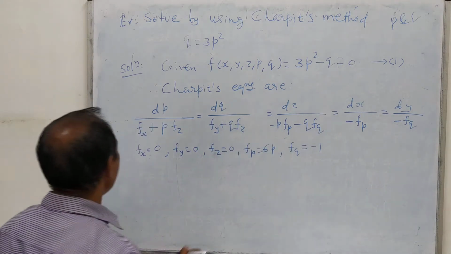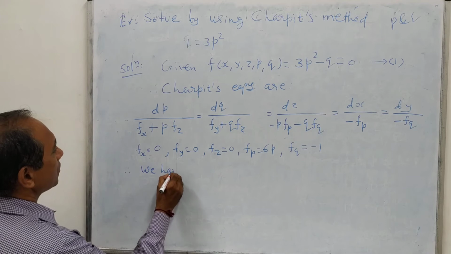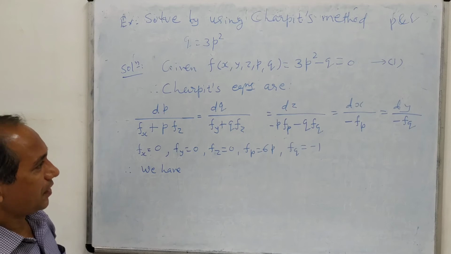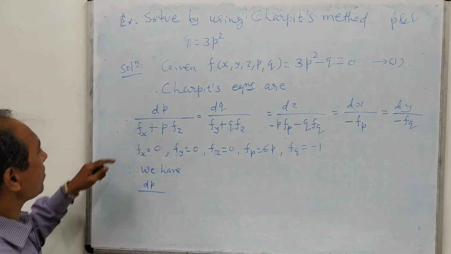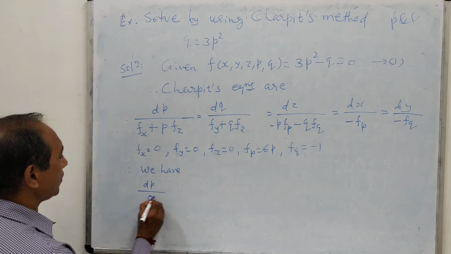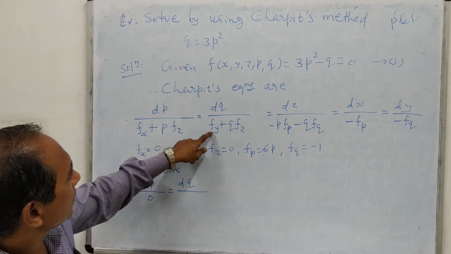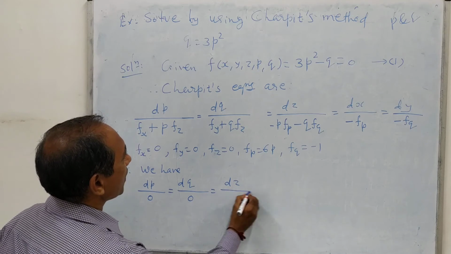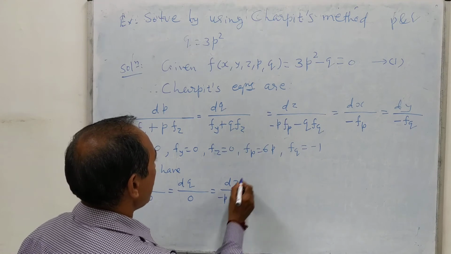So now we put the values. Therefore, we have, so if you put this kind of sentences, then the solution will look very fine. We have dp upon, what is the value of fx? It is 0. What is the value of fz? It is again 0. So this is 0. Then dq. What is the value of fy? It is 0. fz is again 0. So this is 0. dz upon minus p fp. Minus p is there. fp is 6p.